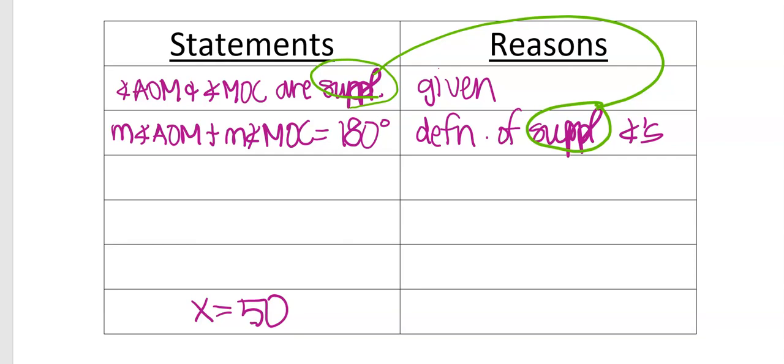Now, what does this little m mean? That means the measure of angle AOM. Instead of just angle AOM, which is just looking at what is in the picture, the measure of it is actually going to look at the value. And now we're going to go to there.